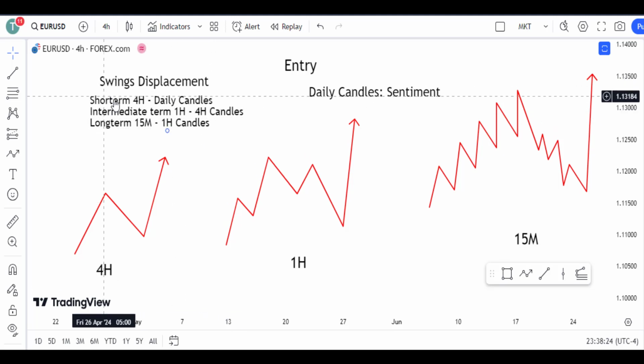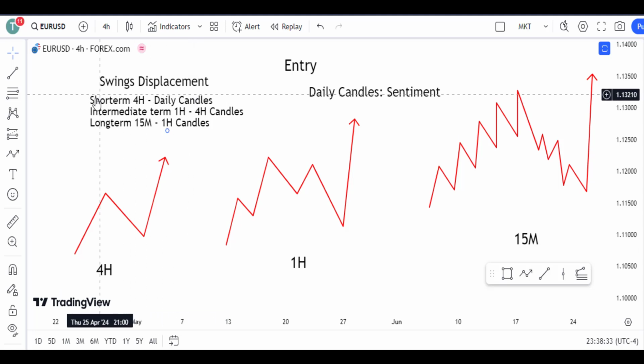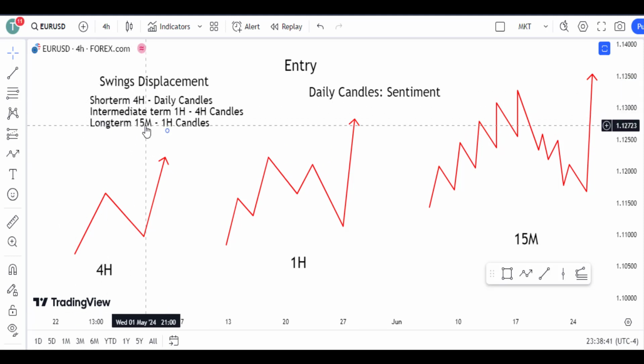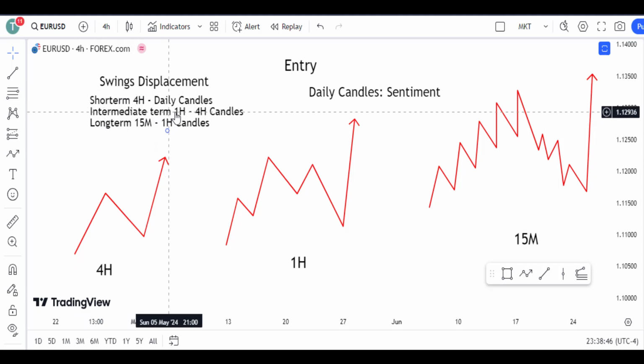The 4 hour short term highs and lows is the daily candlestick, and these 4 hour short term highs and lows represent the long term highs and lows on the 15 minute, and the 4 hour short term highs and lows represent the intermediate term on the 1 hour.